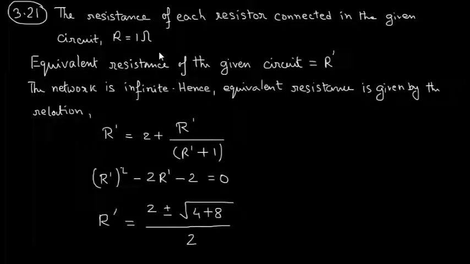The resistance of each resistor connected in the given circuit is R = 1 ohm. Equivalent resistance of the given circuit is R'. The network is infinite, hence equivalent resistance is given by the relation R' = 2 + R'/(R' + 1). So on solving, we get R'² − 2R' − 2 = 0.